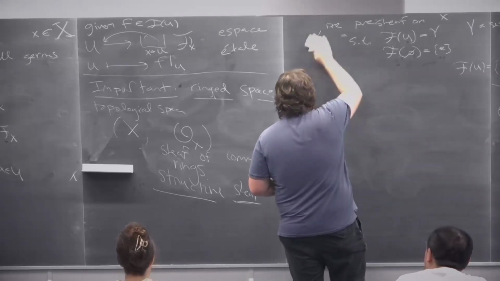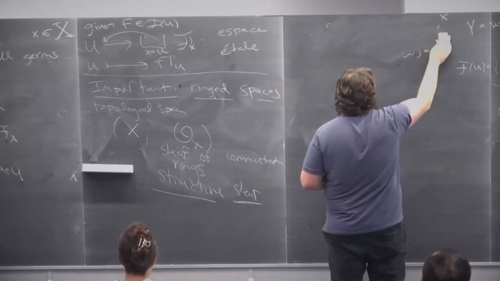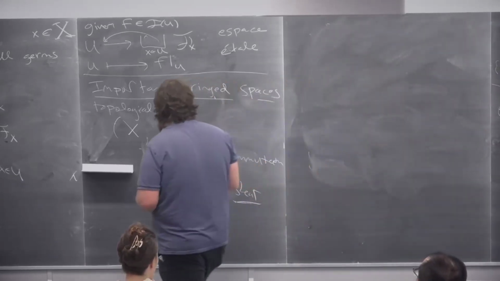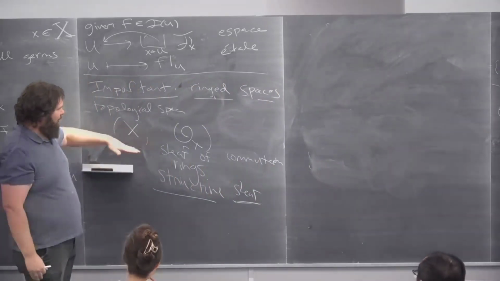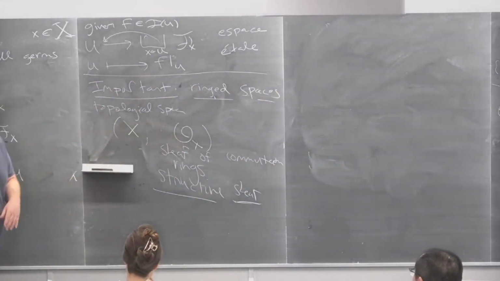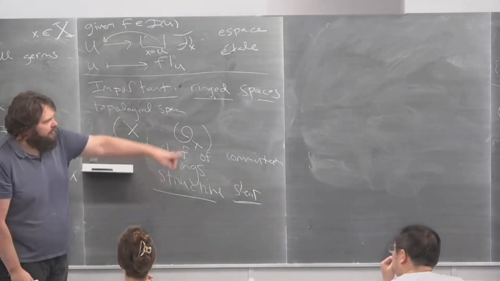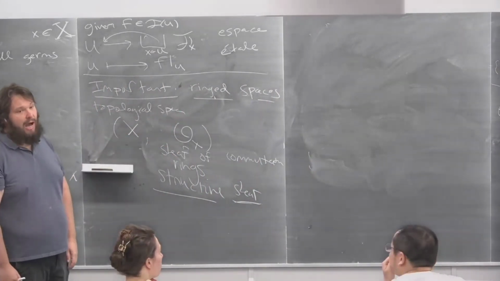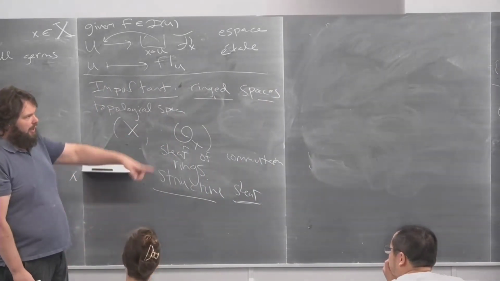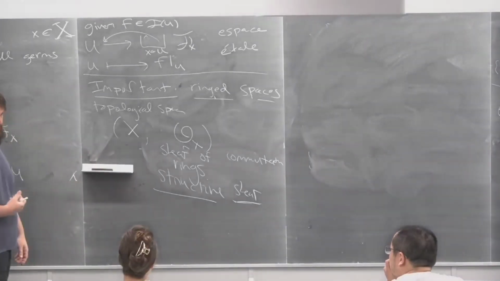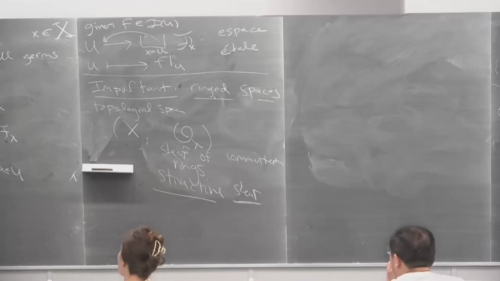So this is the world in which we're going to be working for most of the course, thinking about ringed spaces for appropriate choices of X and O of X. Another example that might be helpful to think about: if you have a complex manifold, then you can not just think about the sheaf of smooth functions, you can think about the sheaf of holomorphic functions.